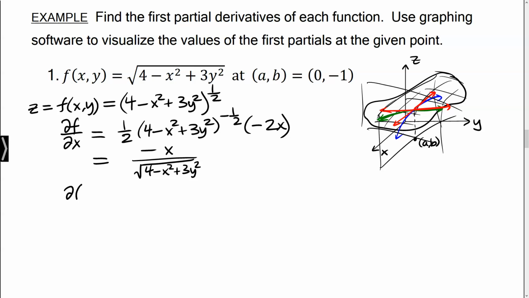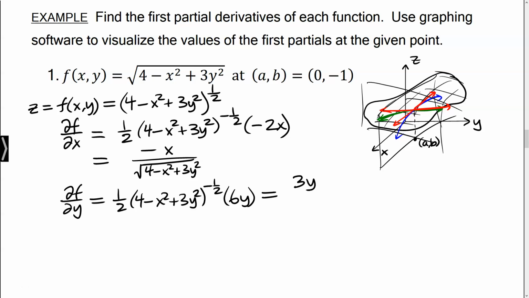The partial with respect to y starts off the same, so I still start off with a 1/2 (4 minus x squared plus 3y squared). Sorry, this should be to the minus 1/2. But now when I take the derivative of what's inside, it's only with respect to y. 4 minus x squared is a constant, so I get 6y. So that ends up giving me 3y, positive 3y, over this square root, 4 minus x squared plus 3y squared. Okay, so those are the two partial derivatives.